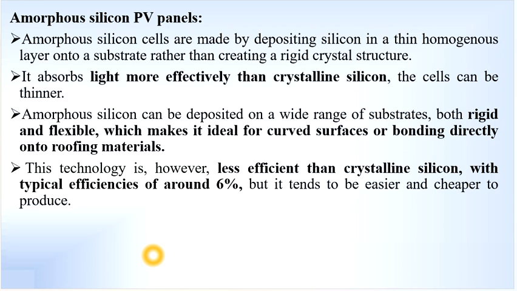Okay, now let us see thin film or amorphous silicon PV panels. These cells are made by depositing silicon in a thin homogeneous layer onto a substrate rather than creating a rigid crystal structure. There is no concept of crystal involved here. That's why they are not of crystal type. They are amorphous or thin film types.